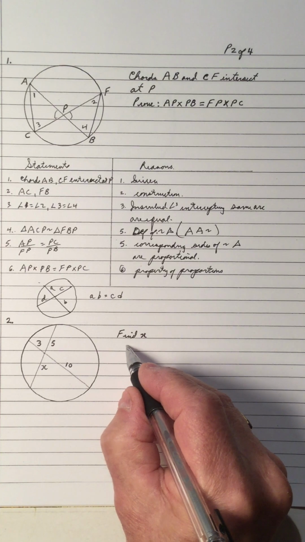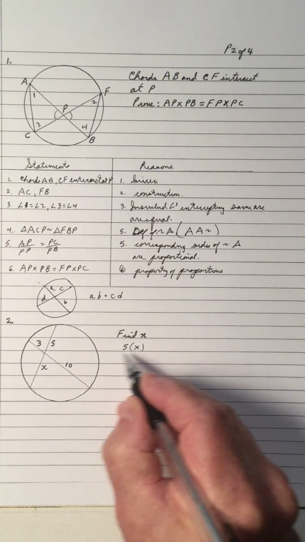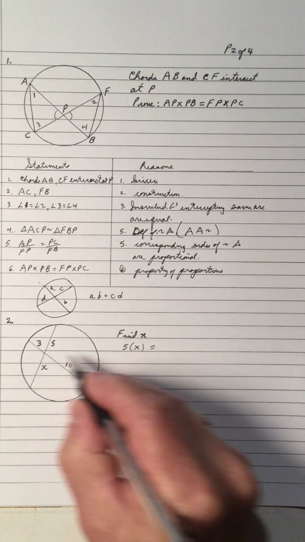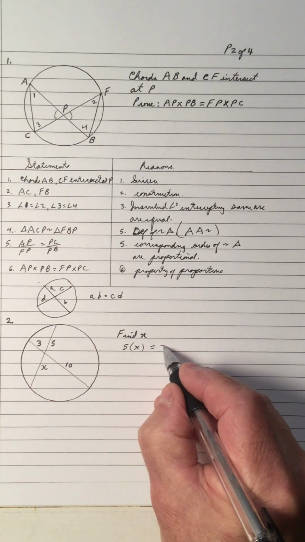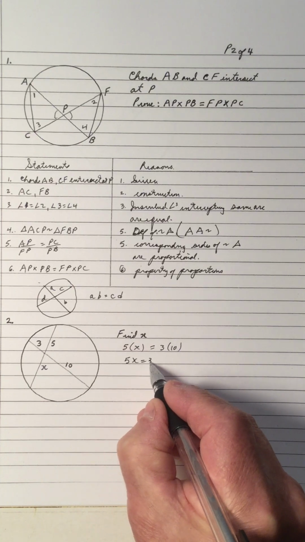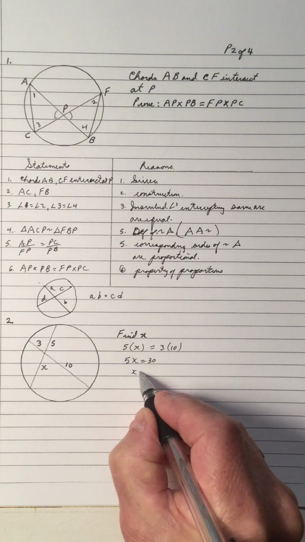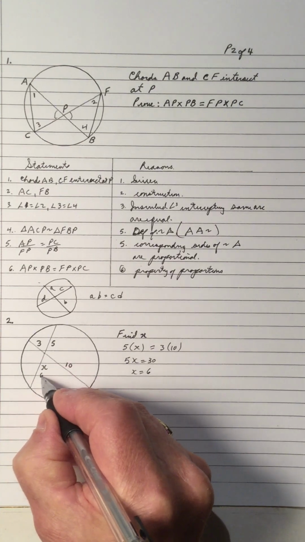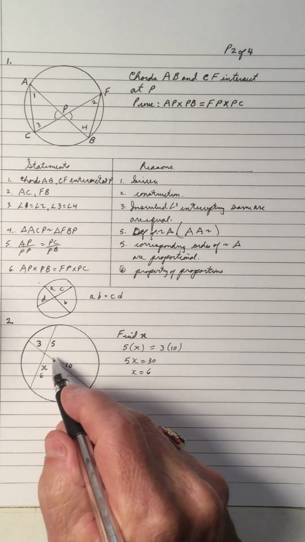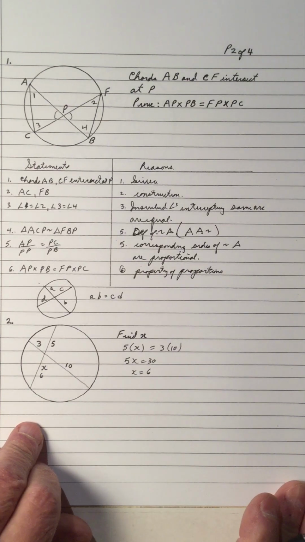So that means we have 5 times x, this part of the chord, times this part. 5 times x equals 3 times 10. When you multiply that, you get 5x equals 30. Divide by 5, x is 6. So we put 6 here. 3 times 10 is 30, and 5 times 6 is 30. So x is 6, by the product of the chords.